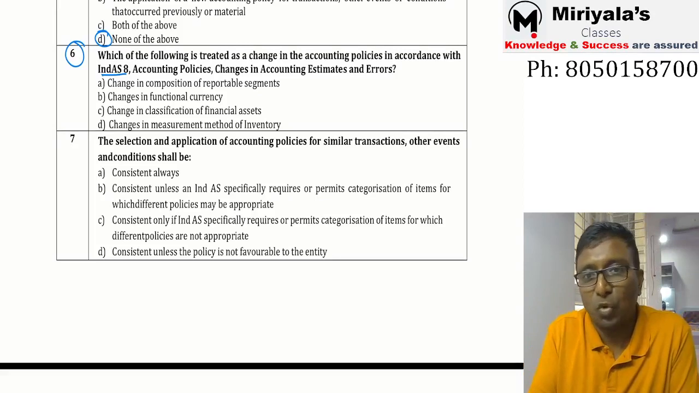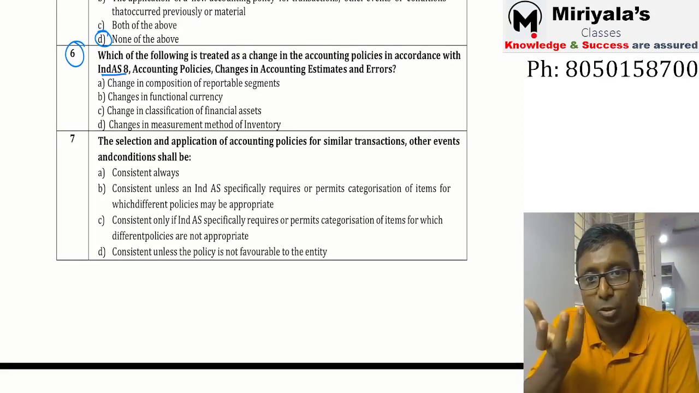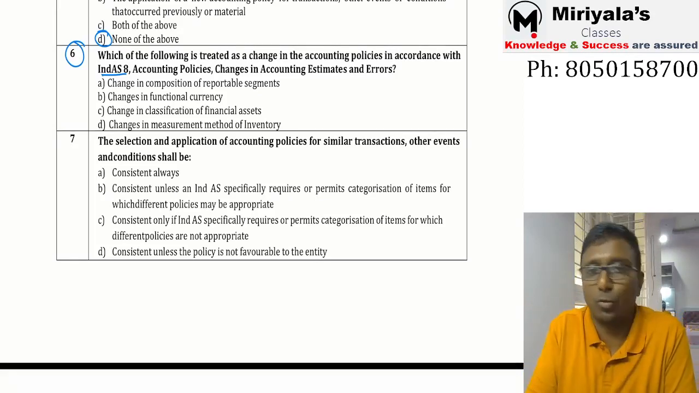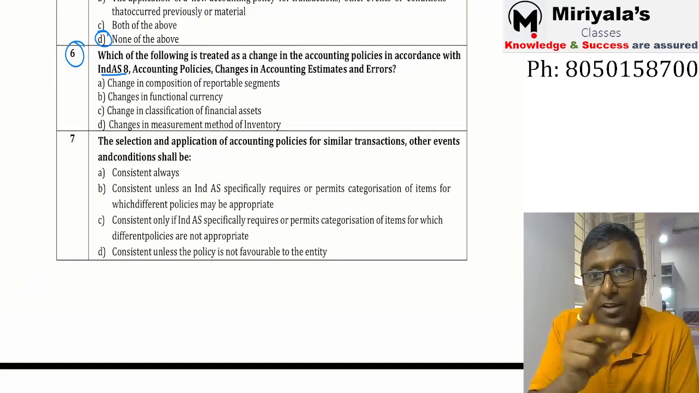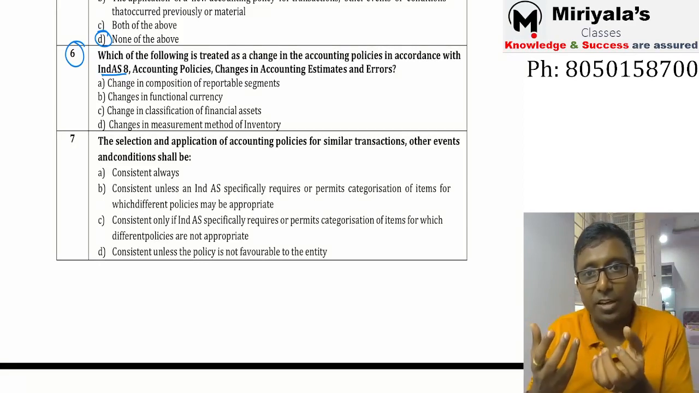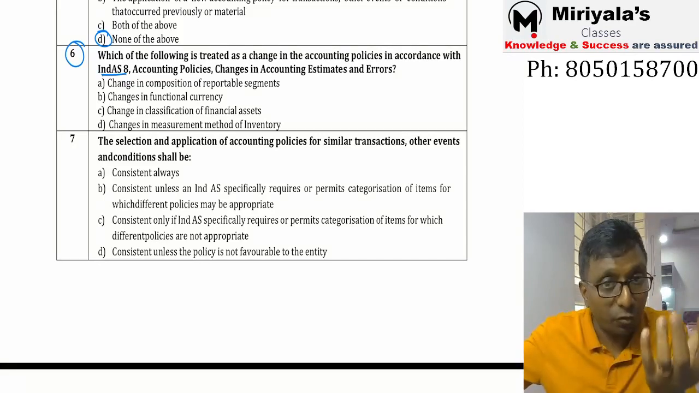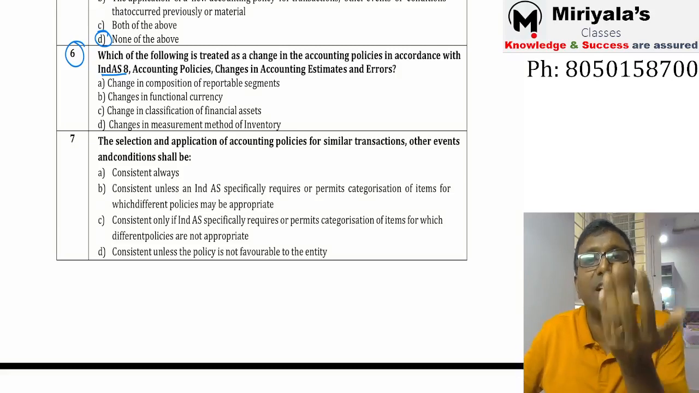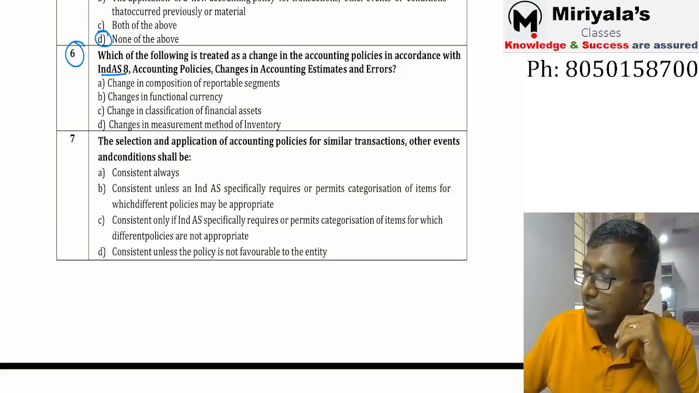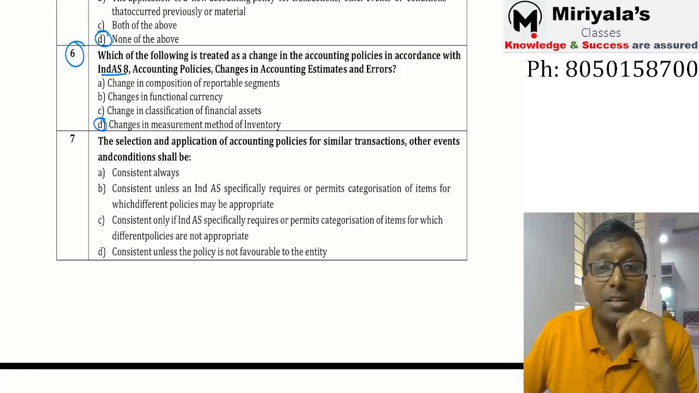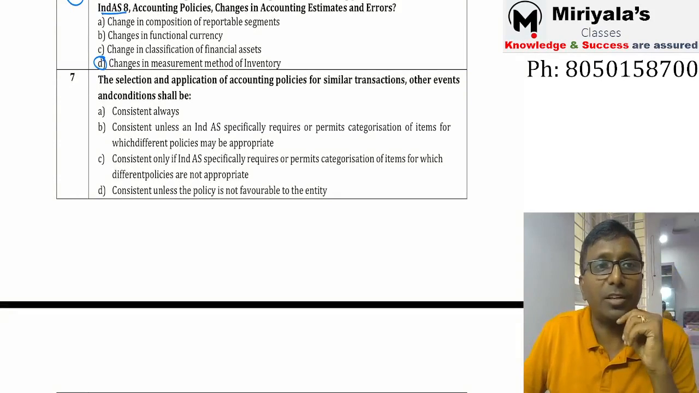Change in the classification of financial asset? No, classification depends upon the nature of the asset. You have to classify accordingly. That doesn't amount. Change in the measurement method of inventory? Yes, it is. Correct? Method of inventory means either I am going by FIFO method or weighted average method or standard cost method or simple average method or some other method. So that's why D is going to be the correct answer. Hope you got it.